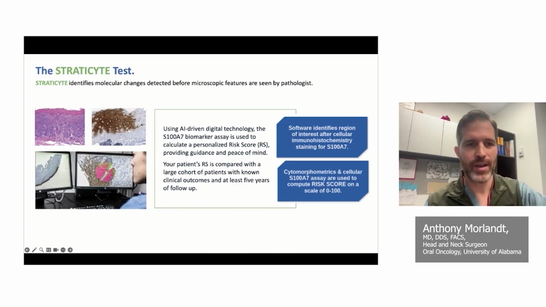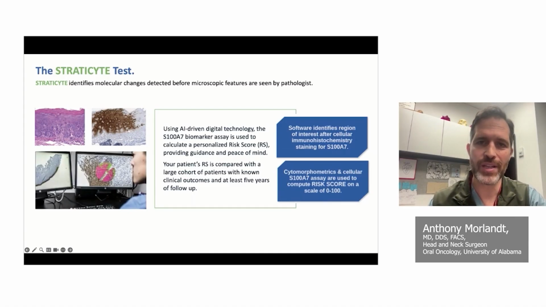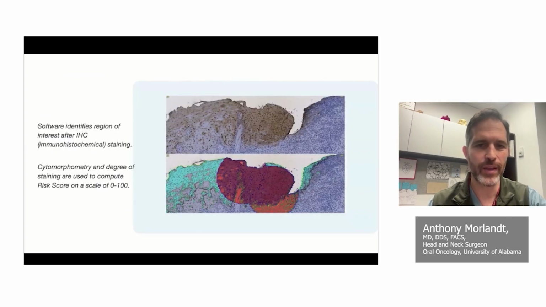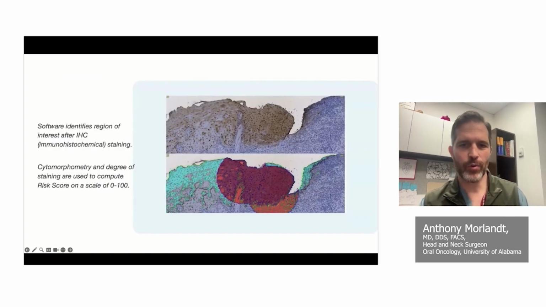Now, here on the left, this is a normal H&E slide viewed by the pathologist, but here we see abundant overexpression of S100. This platform does a tremendous job because it was based on 811 biomarkers, and S100A7 outperformed all of them. So looking at a huge number of biomarkers and picking the best performing one was a great strategy to develop this test. And so here's an example of how it works in real time.